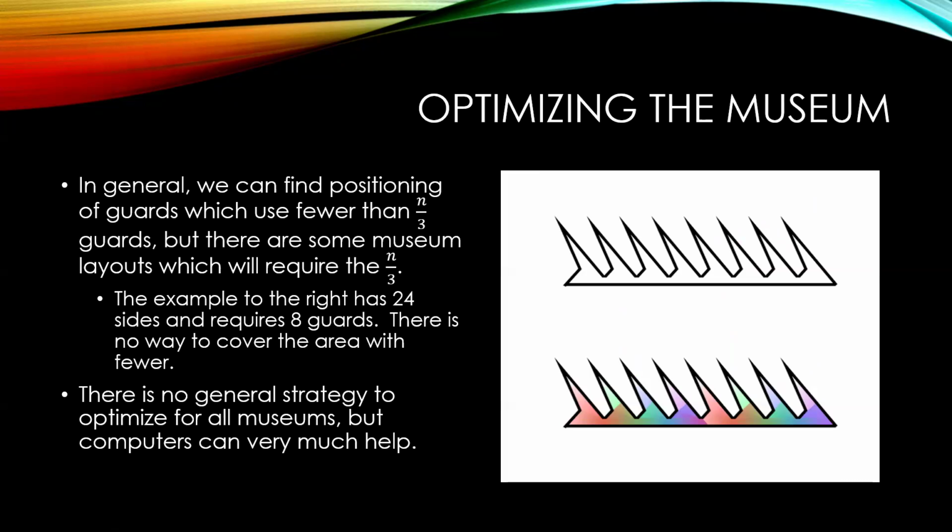Now, that's the most that's required, but we could have museums which require less, and we've seen museums which only require a couple of guards. It is possible to construct museums which would require that n over 3. And this right here is a diabolical example of a museum. Here we have a 24-sided museum, and it requires 8 guards in order to see all of the different regions. There is no general strategy to optimize for all museums, but that's where computers can come in and help a little bit.